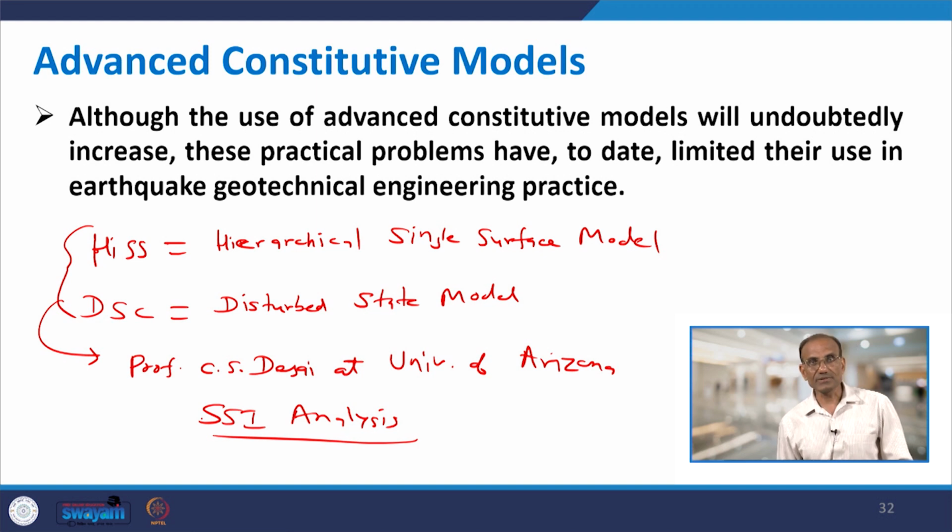So, with this, thank you very much for your kind attention, and we have finished module 2, which is on dynamic soil properties. Today we finished the 20th lecture, which means one third of our course has finished today. Thank you very much for your kind attention and patience.